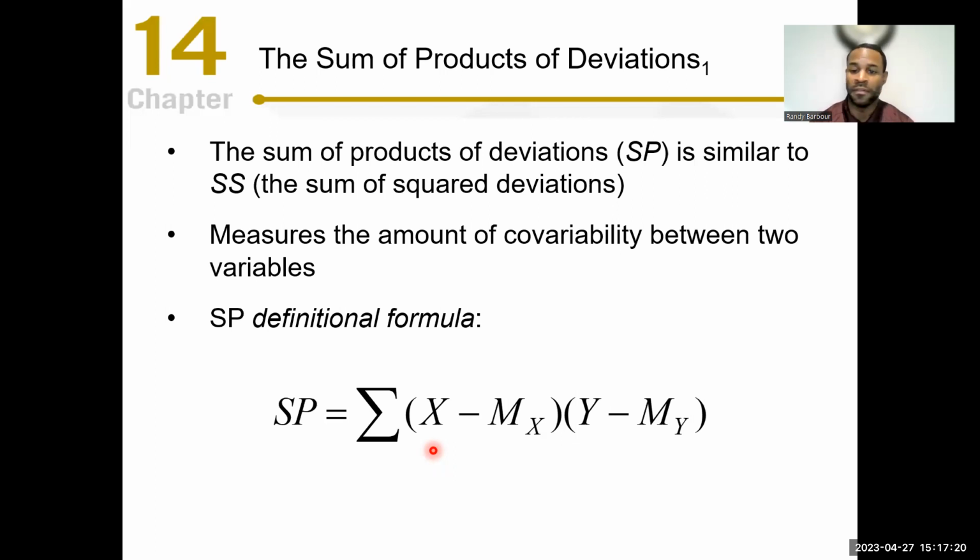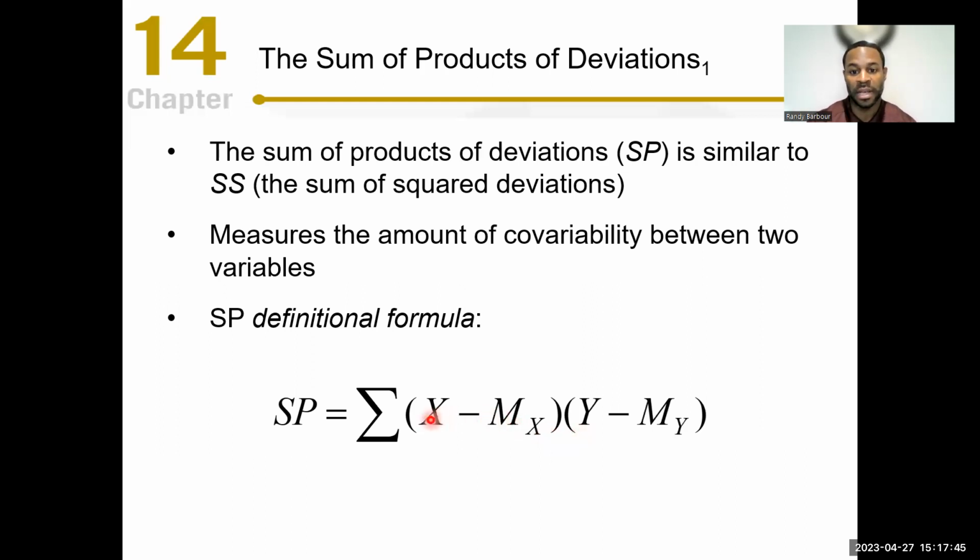But again, this measures the amount of covariability between the two variables, and this is going to go in the numerator of the formula, right? So SP, or the sum of products of the deviations, you have your X variable, you get the mean, and just like we did for all of our sums of squares, you take the deviation and you square it, and that gives you your sum of squares.